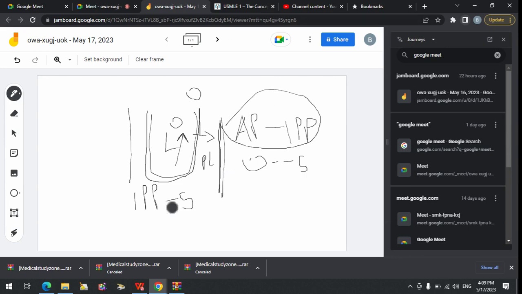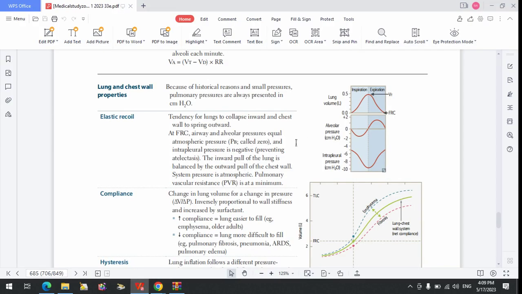Now, let's go back to what we have. At functional residual capacity, there's a balance between the elastic recoil of the chest wall and the elastic recoil of the lungs. So the lungs are not trying to recoil inwards to bring out air, and also not trying to recoil outwards to bring in air. So that means we have rest. No air is moving out or moving in.